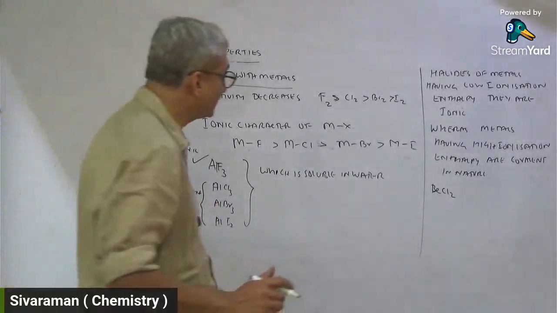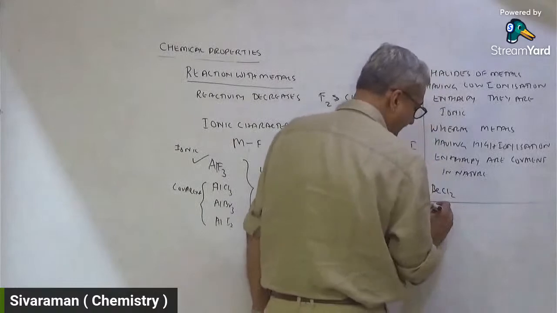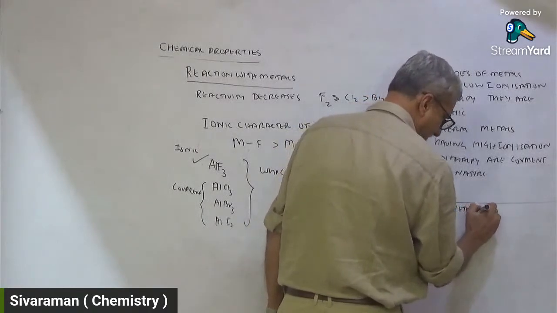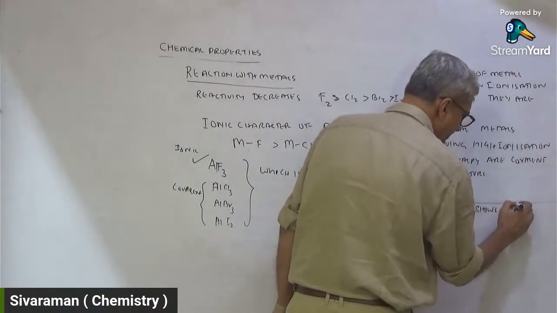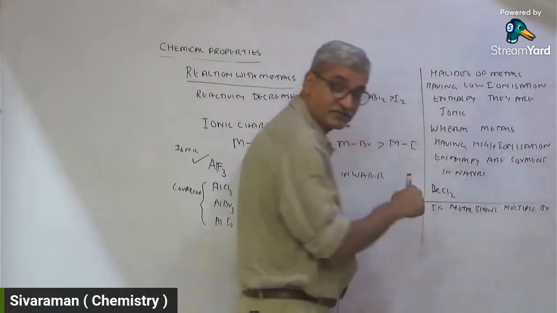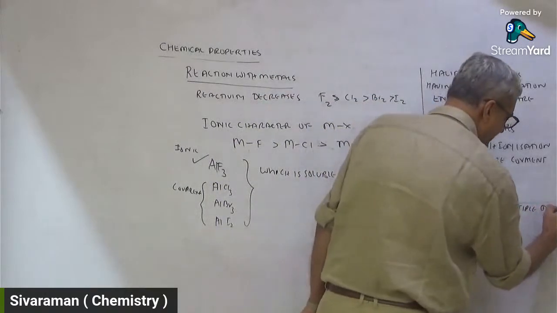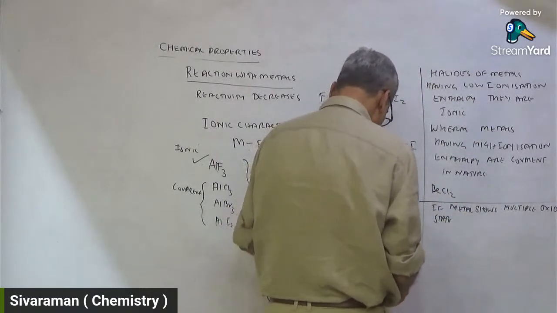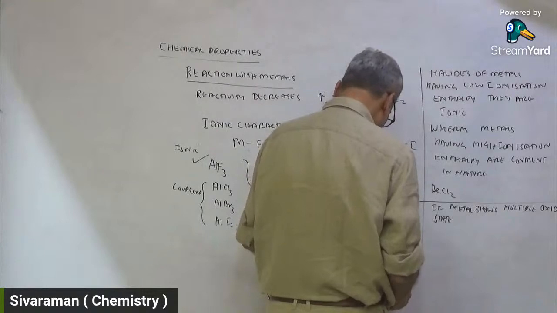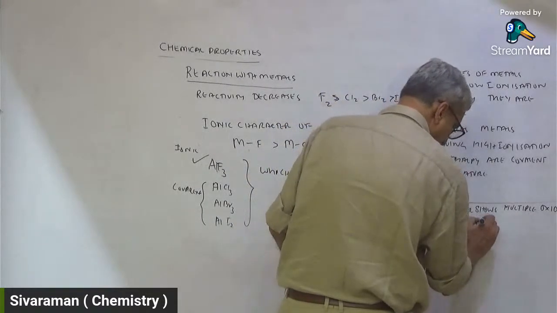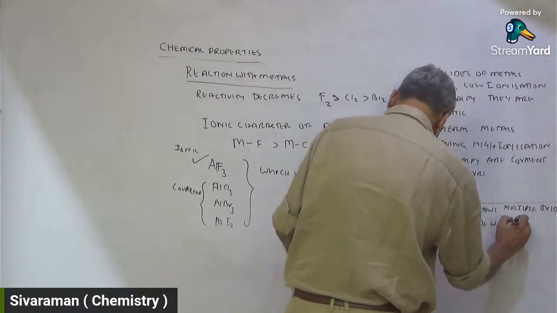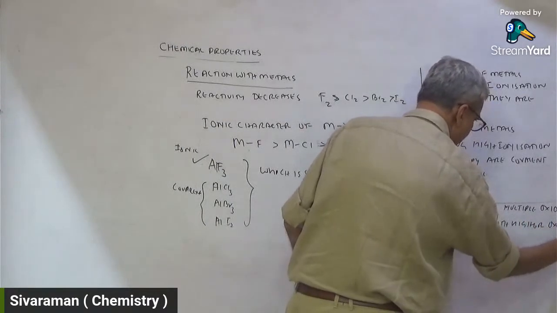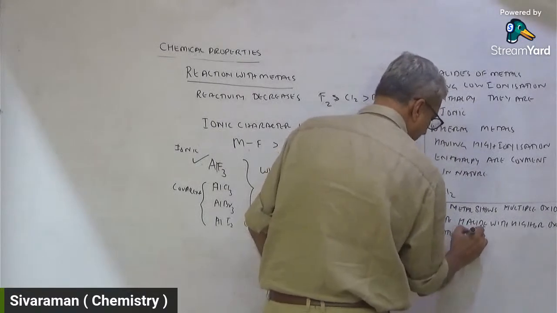Now, the second point: if the metal shows various oxidation states, multiple oxidation states, I tell you how this question was asked. If it shows multiple oxidation states, then what happens? The halide with the higher oxidation state is more covalent.